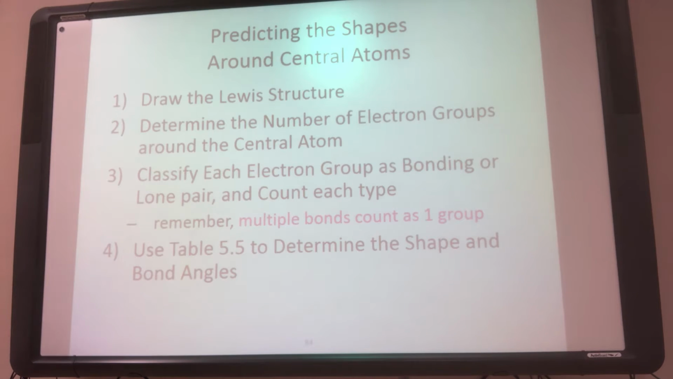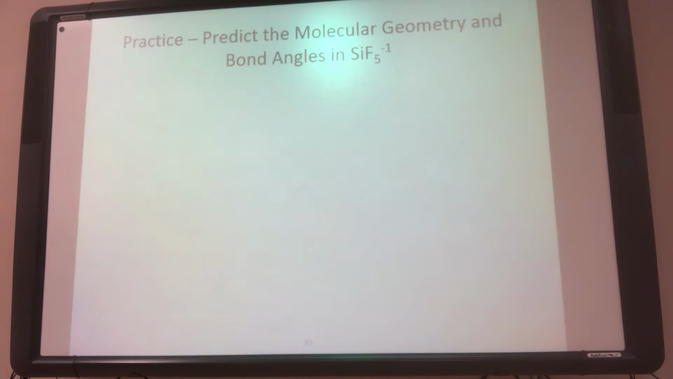So if I asked you, what is the shape of this molecule? Well, the first thing you have to do is draw the Lewis structure. You can't predict the shape if you don't know what the Lewis structure looks like. So draw the Lewis structure, figure out the number of electron groups on the central atom so you can get that electron geometry. Then, are there any lone pairs? How many? To figure out if it's a subgroup. And then you can use that table to determine what that shape is and what those bond angles are. So let's do a practice. Predict the molecular geometry, so that's that subgroup of the family. Predict the molecular geometry and bond angles in SiF5-.